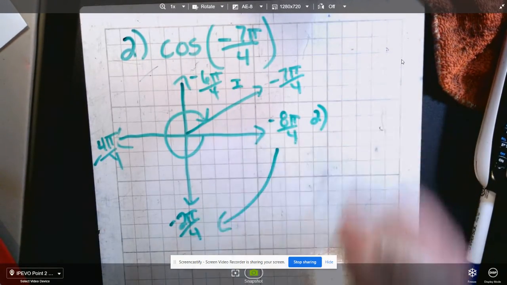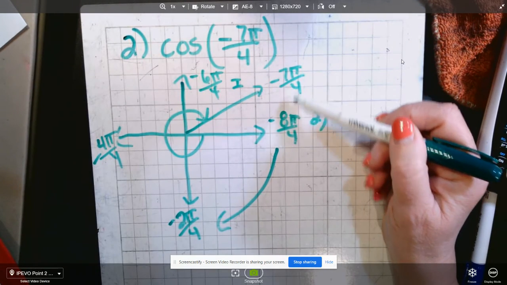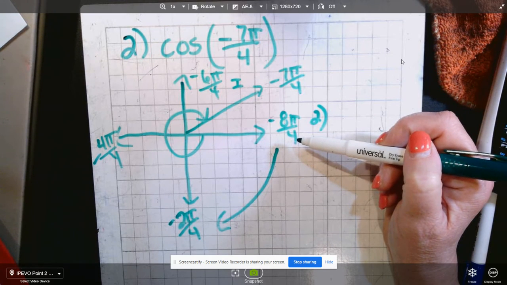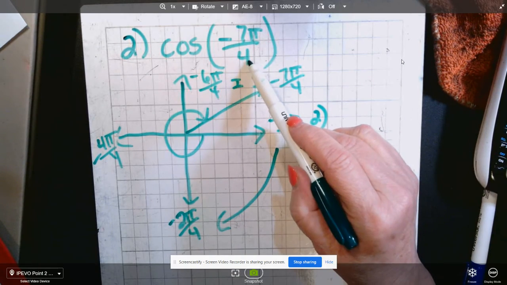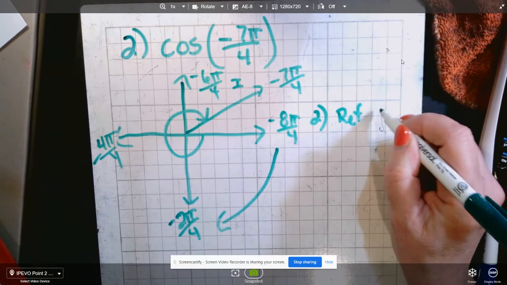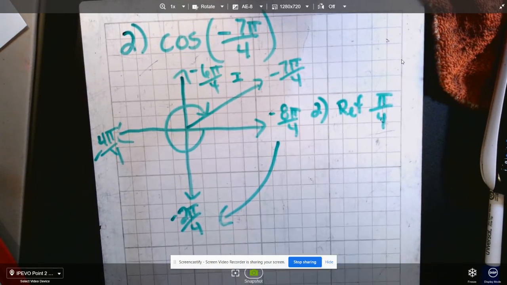Your second step is to figure out what the reference angle is. Well, again, if I'm going from 7 pi over 4 to 8 pi over 4, it's going to be pi over 4. Reference angle is always positive, so you don't have to worry about the sign. But again, because this denominator is 4, I know my reference angle also has to have a 4. So I know my reference angle is pi over 4.